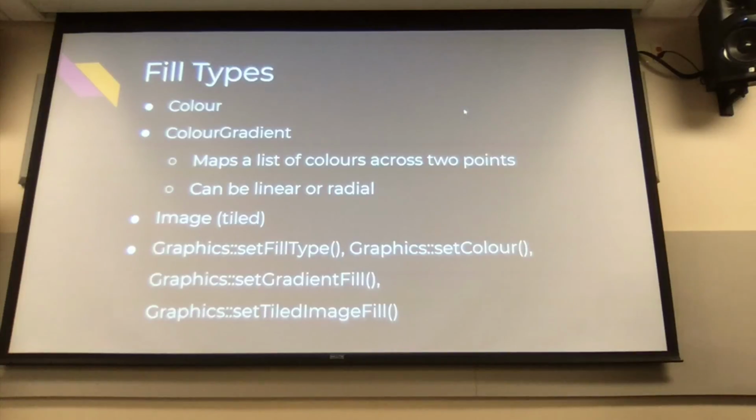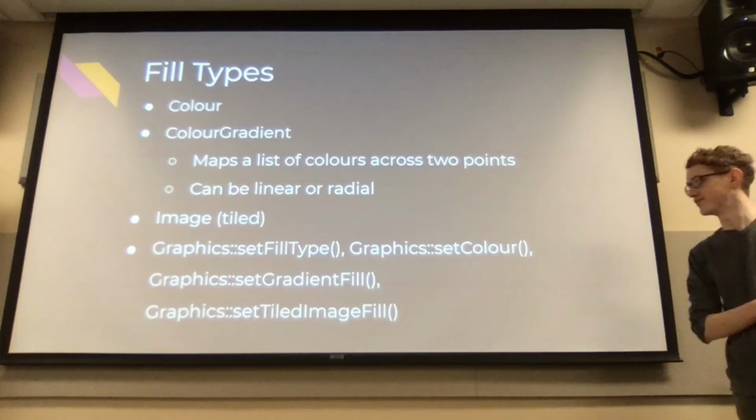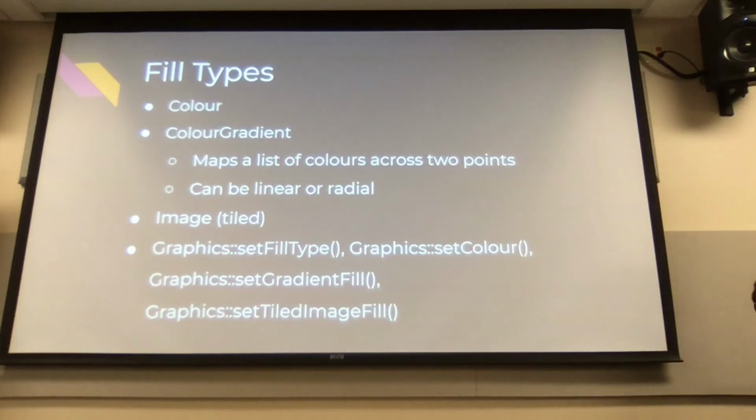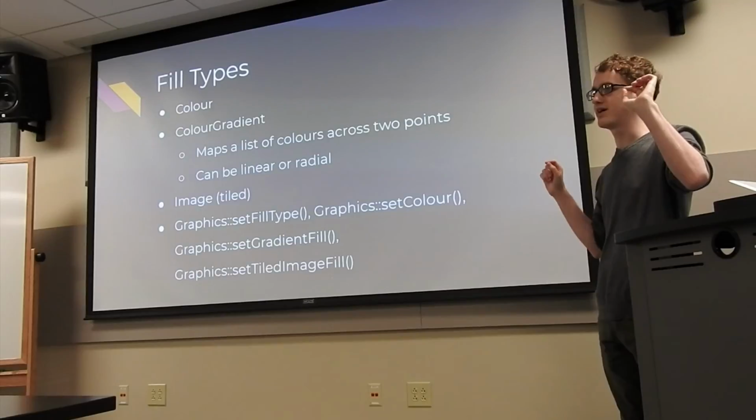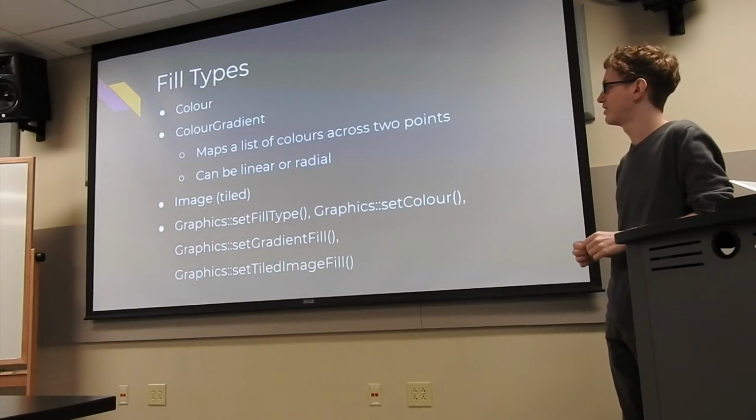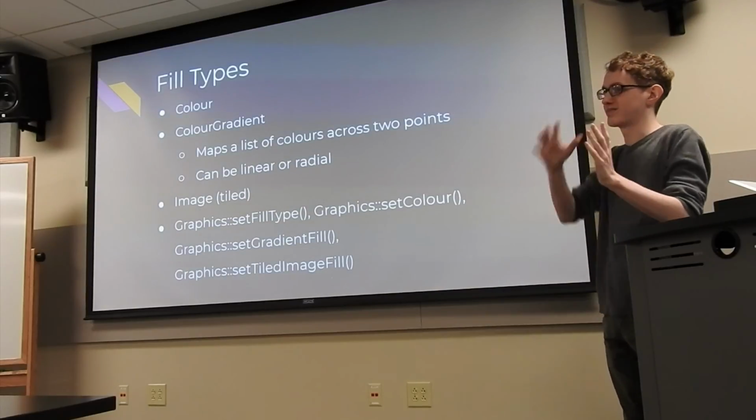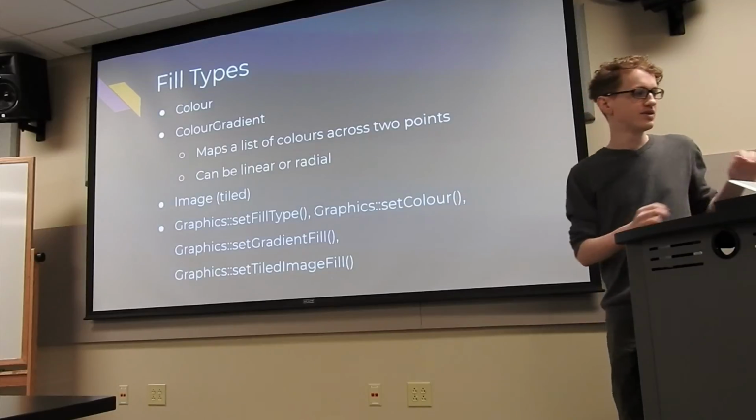Two, fill types. This one's pretty straightforward. You just have these methods of set fill type and the more simple ones of set color, set gradient fill, or set tiled image fill. So you're either filling something in with one solid color, you're defining a color gradient, which is just a list of colors and 2 points that get mapped out, or an image which just gets tiled based on the size of the image.